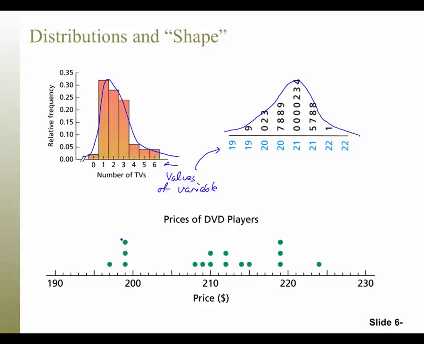Okay, same thing with these DVDs. Probably wouldn't make sense to draw a curve for this one, but it's the same idea. We're seeing frequency vertically, and the value of the variable horizontally. And so you get a shape. This has many modes here. We've got a mode around $200, a mode around 210, a mode around 220.